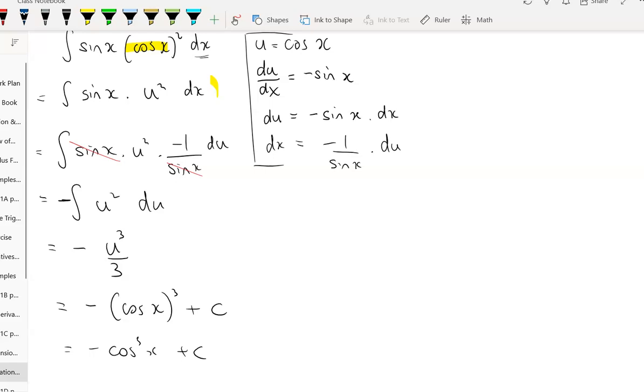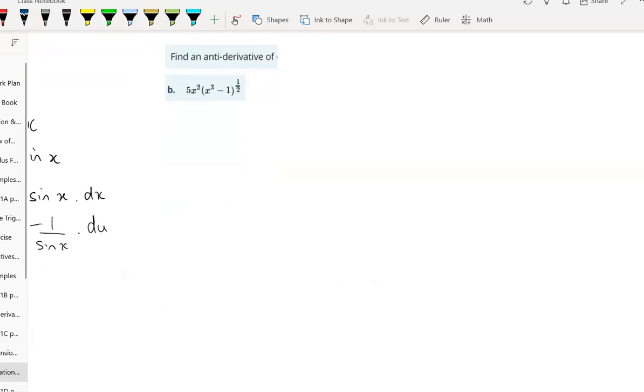Okay, so that's our first example. All right, so let's have a look at the second example over here. The next one is find the derivative of that. So what I'd like you to do in this case, give you a couple of seconds, jot that question down on your paper. Then underneath that, write down the function that we're actually integrating. So we're going to integrate 5x squared multiplied by x cubed minus 1 to the power of a half dx.